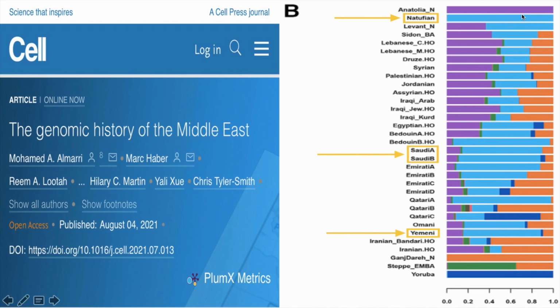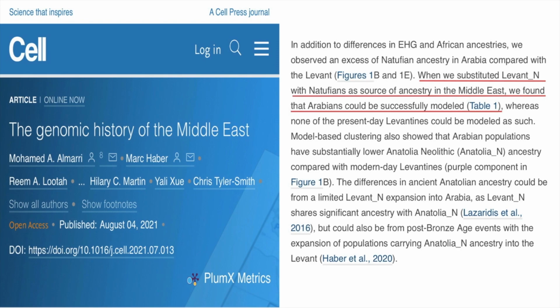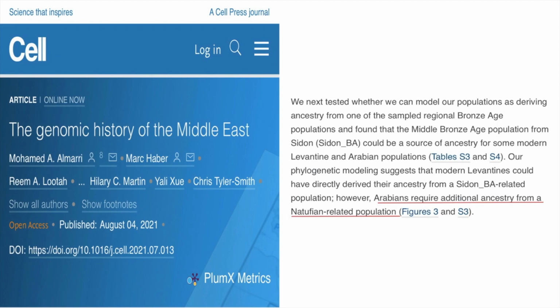This is from the genetic history of the Middle East. And again, Arabians and Bedouins are positioned close to ancient Levantines. That fits perfectly with Joktonites migrating from the Levant going into Arabia. And when we substitute Levant Neolithic with Natufians as source of ancestry in the Middle East, we found that Arabians could be successfully modeled. And I think that fits perfectly with Joktonites.